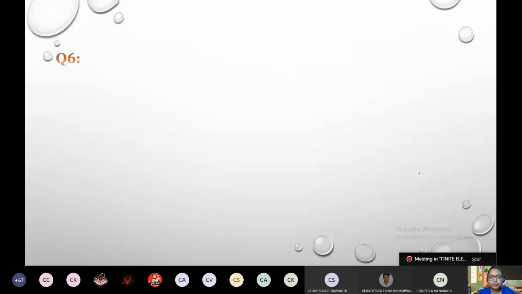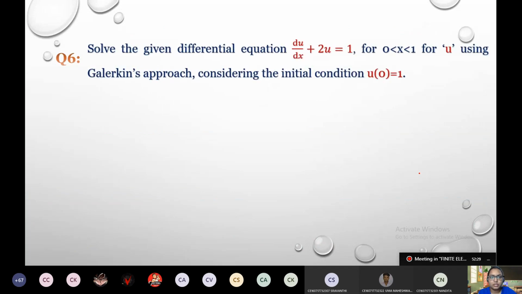Let us take this. Solve the given differential equation du by dx plus 2u is equal to 1, for which x lies between 0 and 1. We have to solve this equation for u. We need the answer for u, using Galerkin's approach, and there is a specified value given.